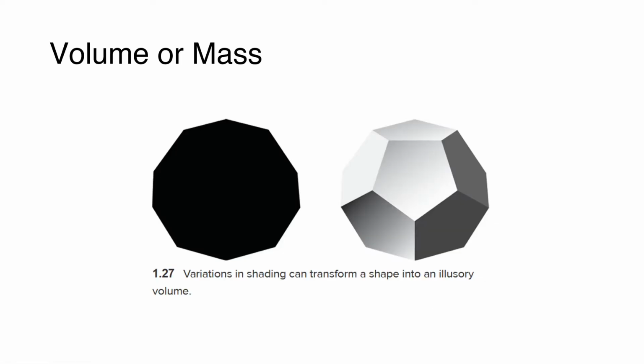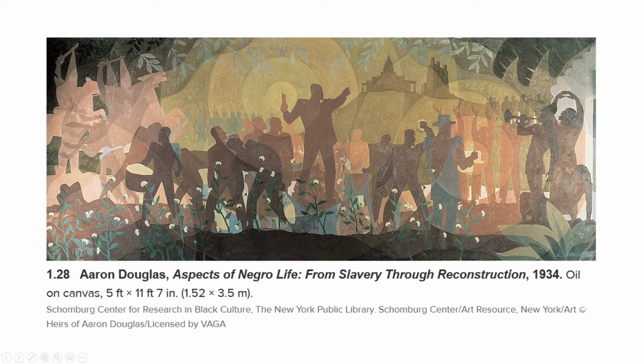A volume or mass is a three-dimensional enclosure. So circles and squares are shapes, and spheres and cubes are volumes. In two-dimensional space, you can use gradation or shading to make a two-dimensional shape appear three-dimensional or volumetric, as you can see in this example right here. Both flat and gradated shapes can be used to create strong imagery.